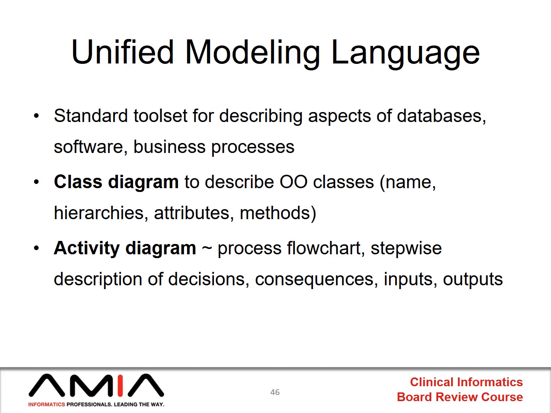The first one is called the class diagram, which you use to describe object-oriented classes, including their name, their hierarchies, their attributes, and their methods. Then there's the activity diagram, which is where you would show the steps in a sequence. You can think of these as basically a flowchart. And in fact, a UML activity diagram and a flowchart are often indistinguishable.